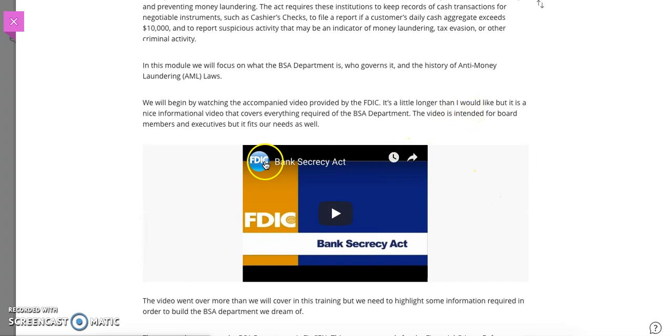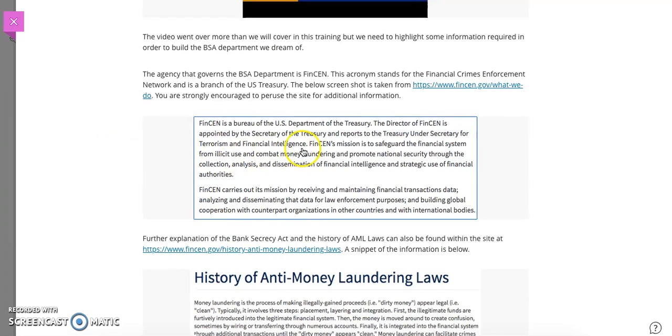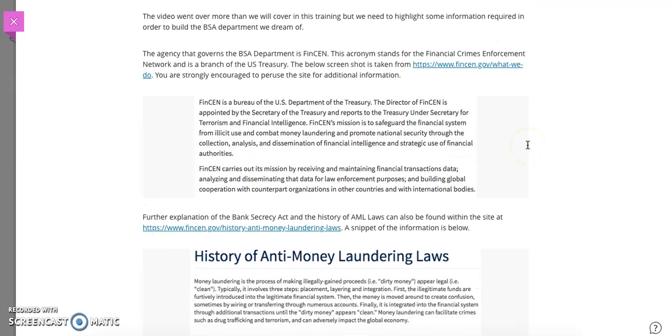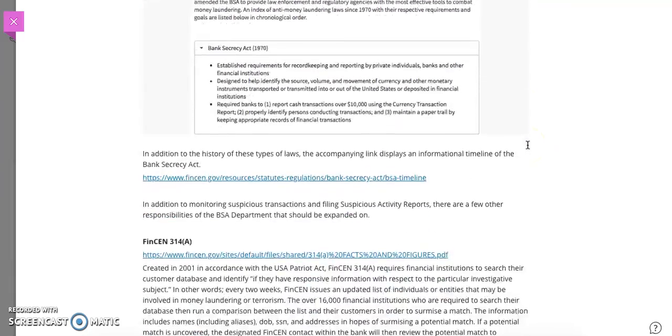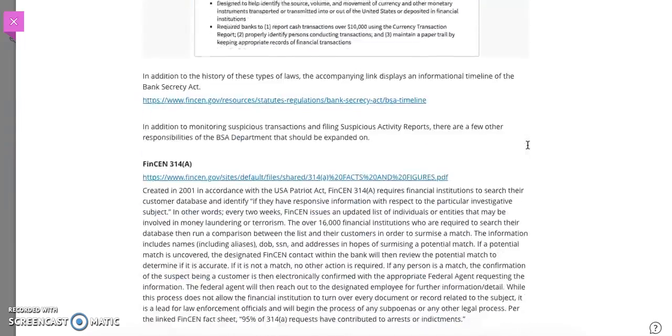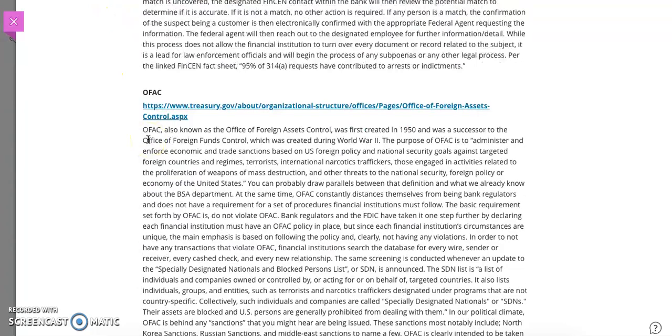This here is a video provided by the FDIC that covers the complete Bank Secrecy Act. We have a few screenshots from FinCEN, which is the Financial Crimes Enforcement Network, and it's a pretty big deal within the BSA department. Talk about a few other things that go in with the responsibilities. FinCEN 314A, which is provided by FinCEN, and OFAC.